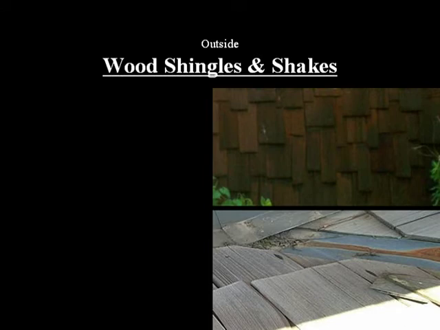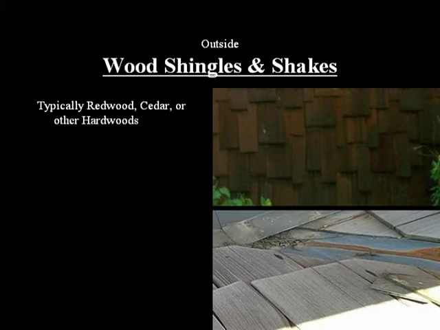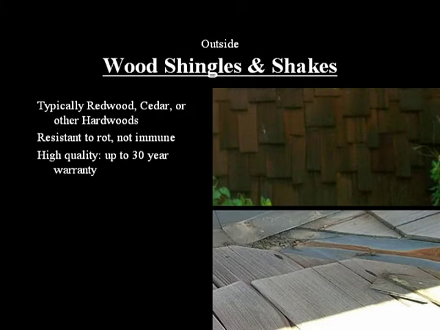Wood shingles are sawn by machine and have a nice, clean appearance. If your shingles appear to have a rougher look, they are probably sawn by hand and referred to as wood shakes. Manufacturers typically use redwood, cedar, or other hardwoods and treat them for maximum efficiency. Hardwoods are resistant to rot, but not immune to it. A high-quality shingle can have up to a 30-year warranty.